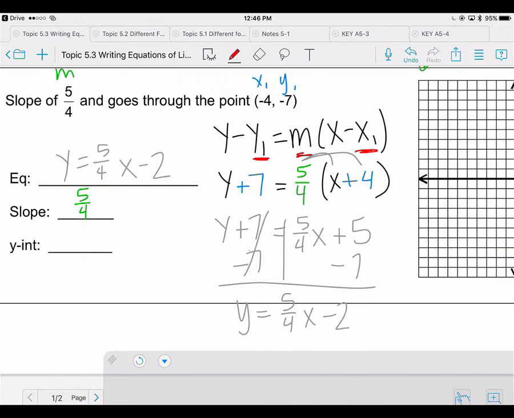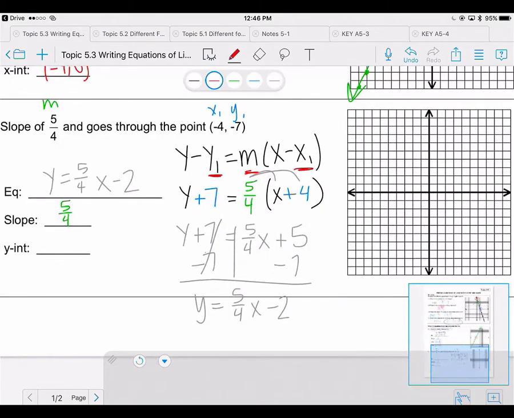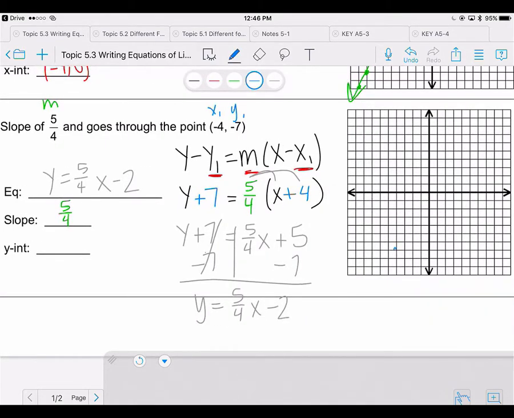You could also plot the point on the graph, so (-4, -7), plot the point. And then use your slope of up 5/4 to find your y-intercept. So again, if you feel comfortable with converting, you could convert to find your y-intercept. You could also graph it on the graph and see where it crosses the y-axis.